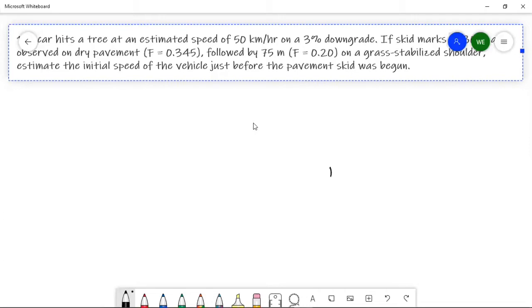Okay, I'm using the whiteboard here. It says the car hits a tree. So let's first draw the problem. That's the tree, and the car ended up here, hitting that tree. It says that it hit the tree at a speed of 50 kilometers per hour. So here the V was 50 kph.